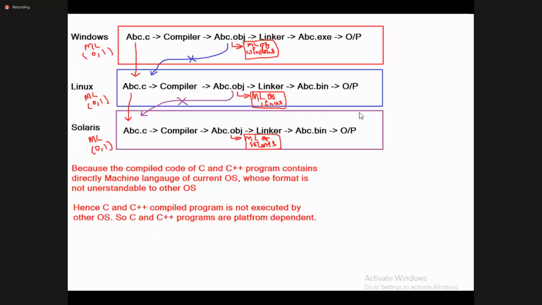That's it. Simple story. Any more doubts? Is it clear to all?